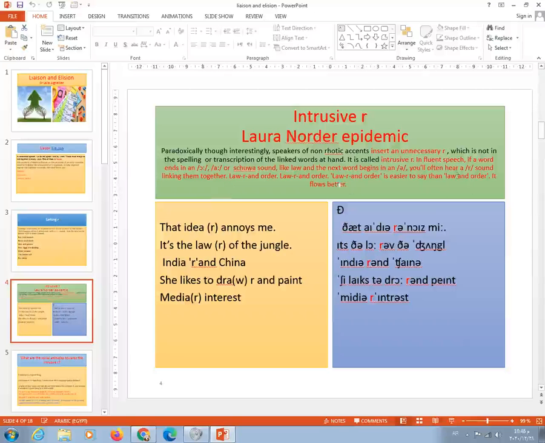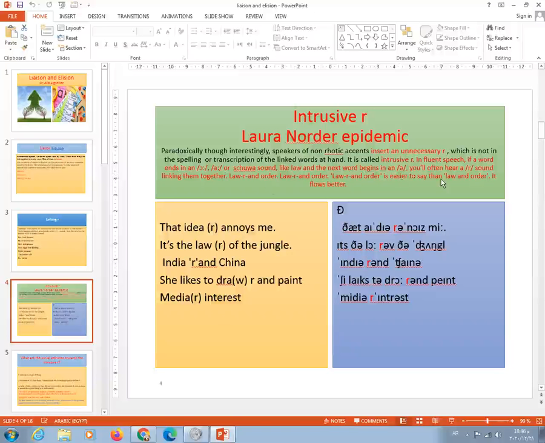We find that if a word ends in an O or an A or a schwa sound, like low, and the next word begins with a schwa, they insert an R between. They insert in between an R. This R doesn't appear in transcription and doesn't appear in pronunciation as well.